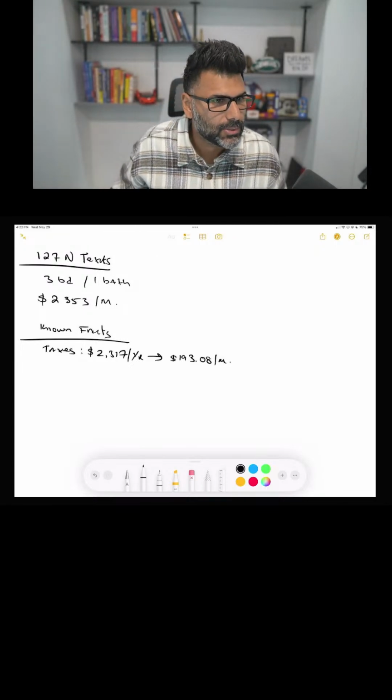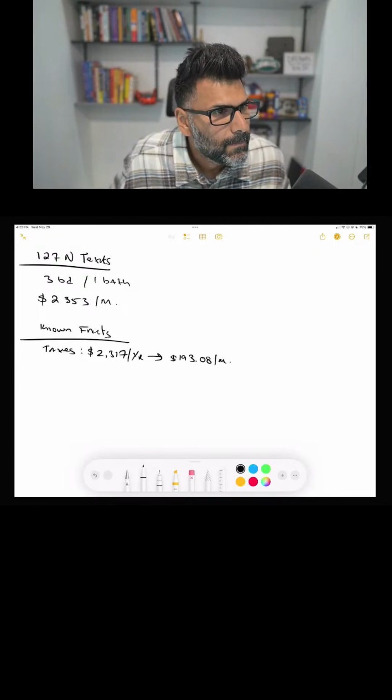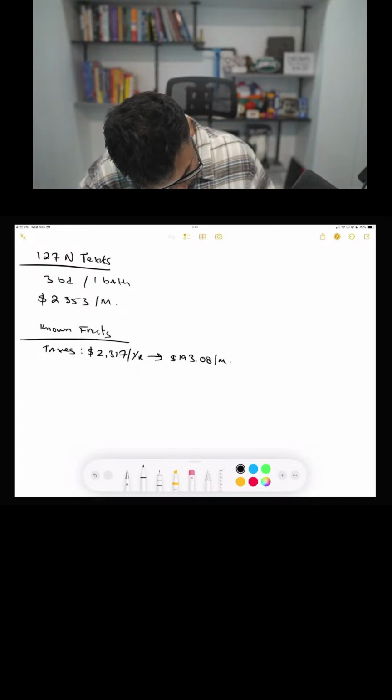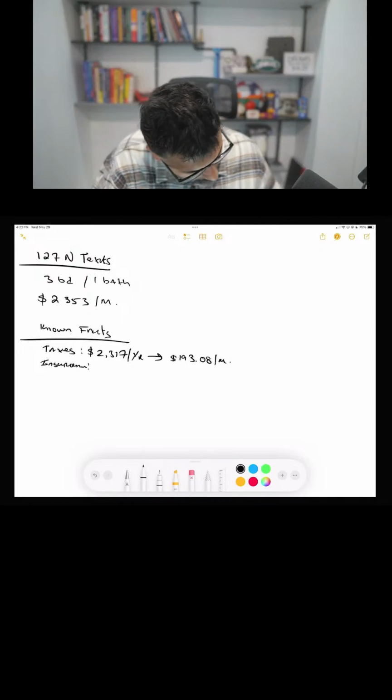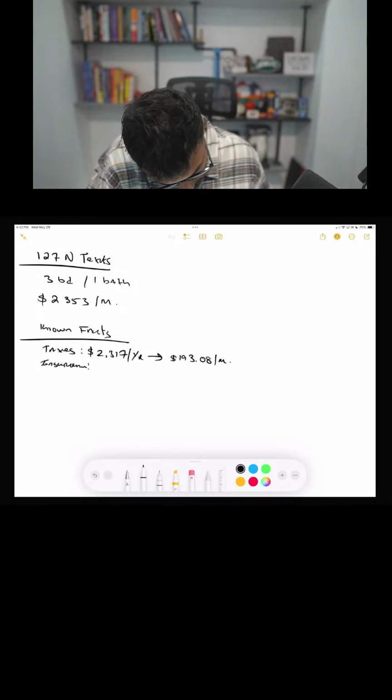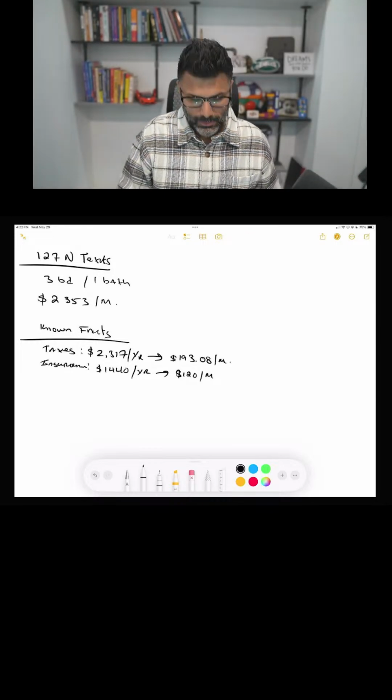Let's see if there's any HOA fees. No HOA fees. Okay, that's fine. Then insurance. This is probably going to run me about $120 per month. So it's 1,440 per year, $120 per month. Okay. So these are known facts.